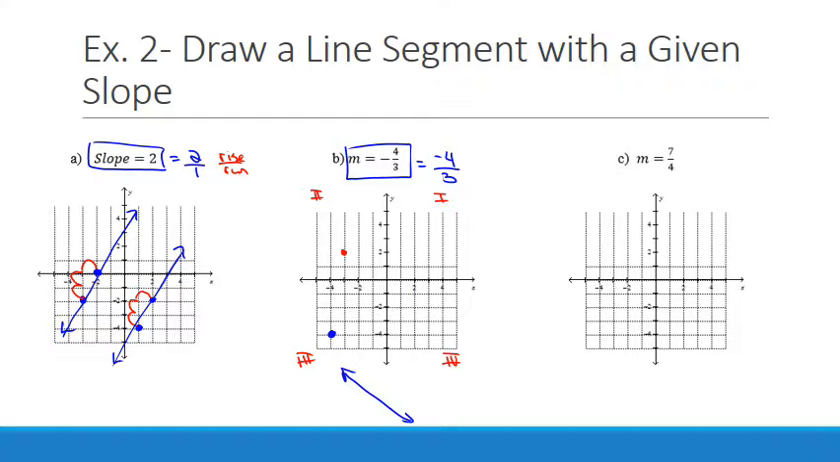So I'm at negative 3, positive 2 there. It's telling me now to go down 4: 1, 2, 3, 4, and then over 3: 1, 2, 3. That'd be my second point, and I can draw my line through it.